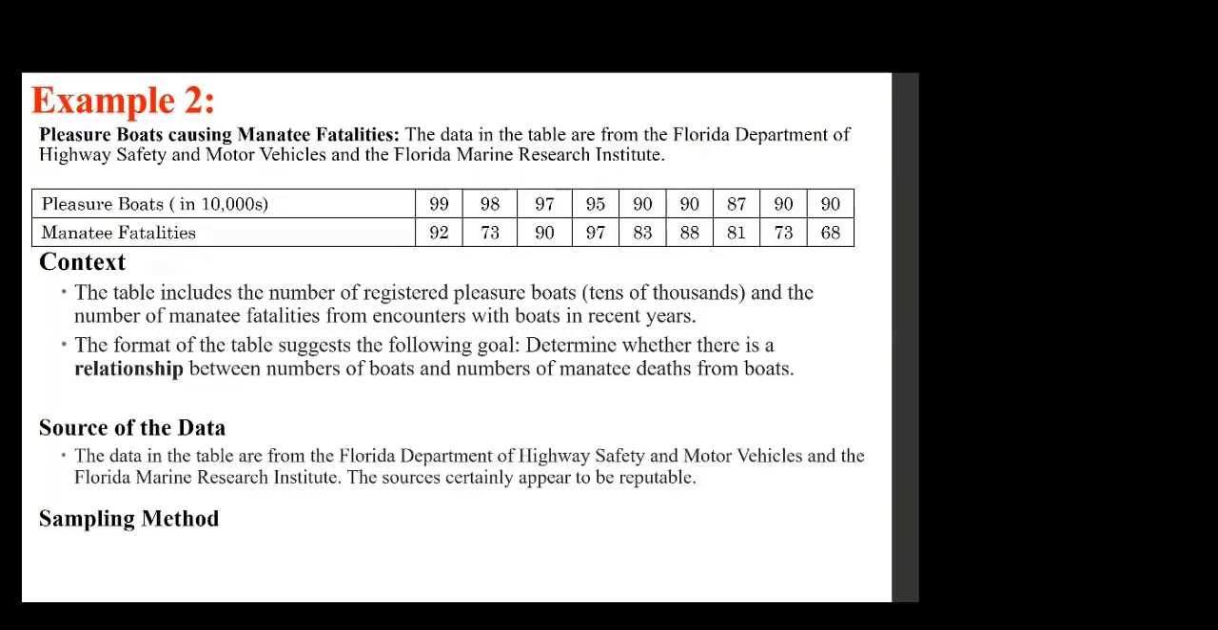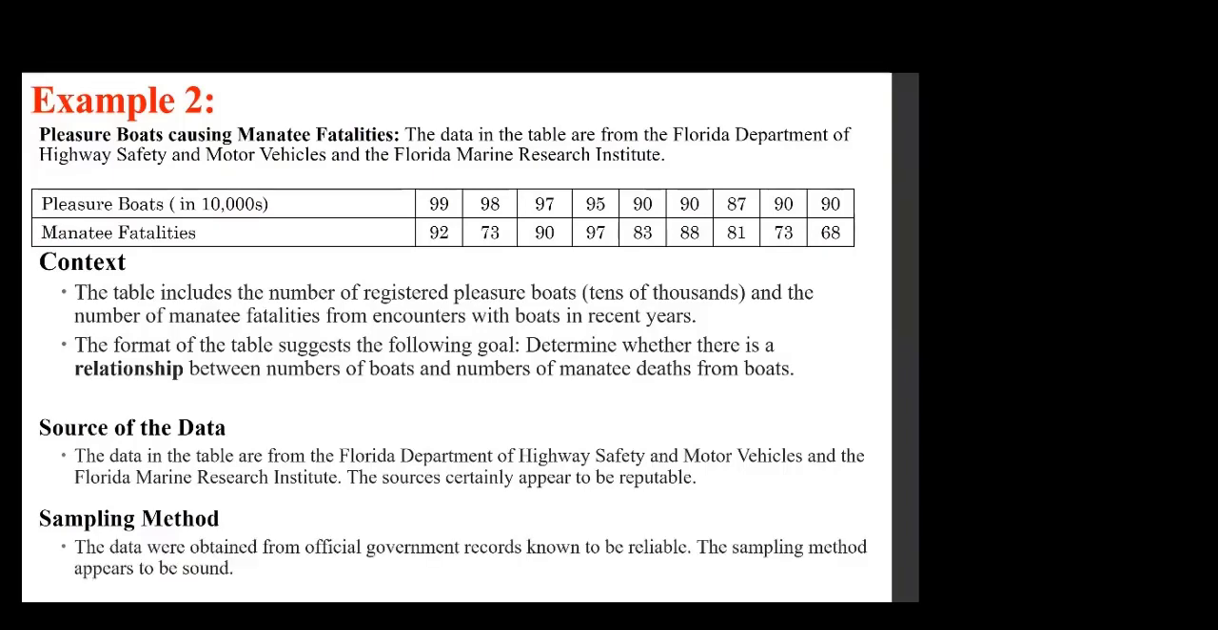The data in the table are from the Florida Department of Highway Safety and Motor Vehicles and the Florida Marine Research Institute. The sources certainly appear to be reputable. The idea is, where does the material come from? And that is extremely important when we look at the data. Where does it come from and why is that? The data were obtained from official government records known to be reliable. The sampling method appears to be sound. Generally speaking, they are given the task to do the job and they do it unbiased, and that's extremely important.